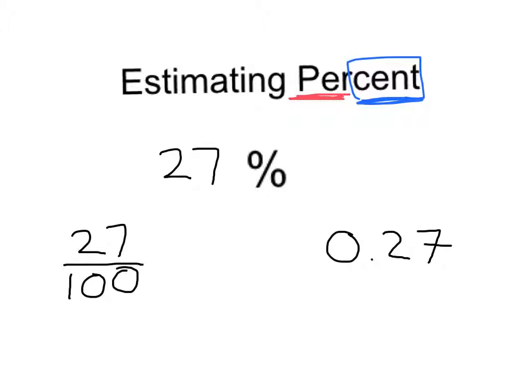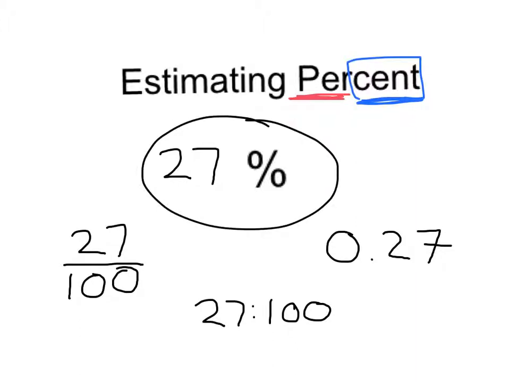And if you wanted to go even further, this could be a ratio. It could be 27 per 100 that we might write like this. So 27% could be written in a lot of ways. You could write it as a fraction, or as a decimal, or as a ratio, or you could keep it as a percent.